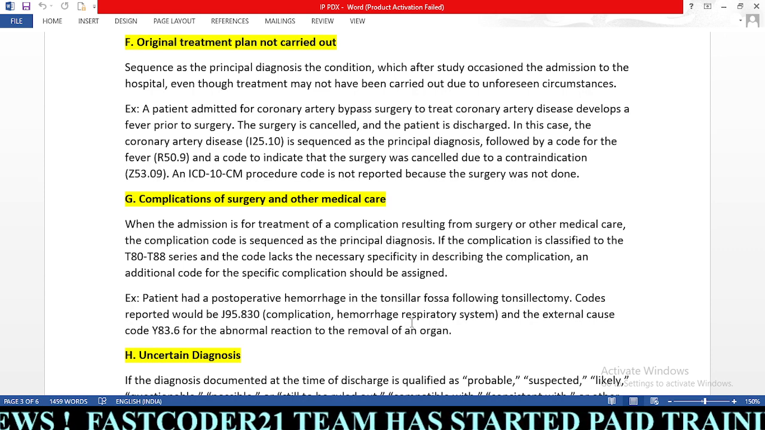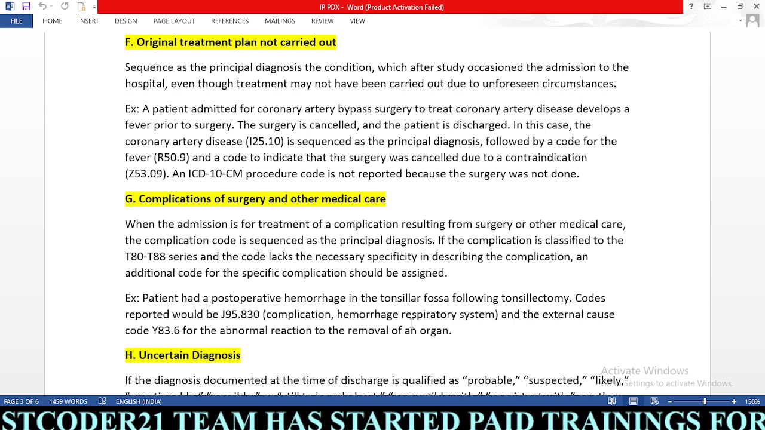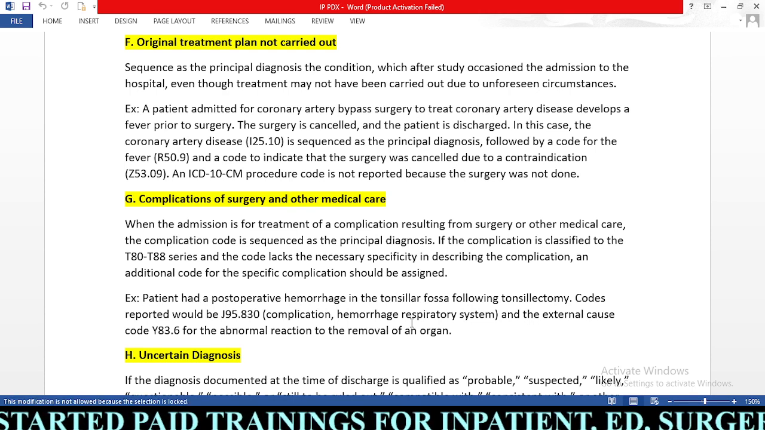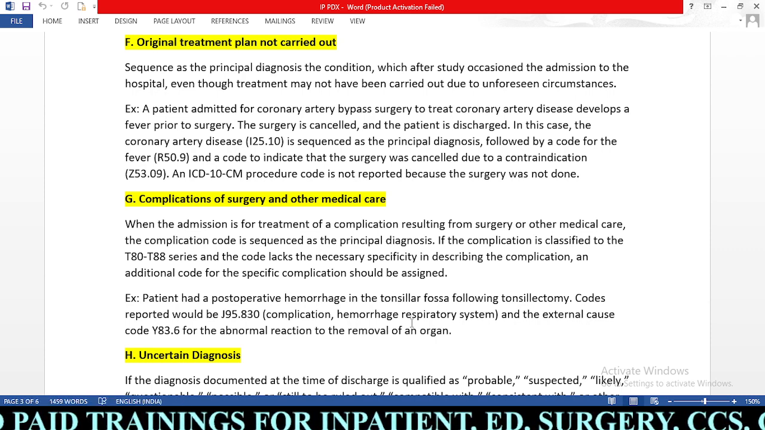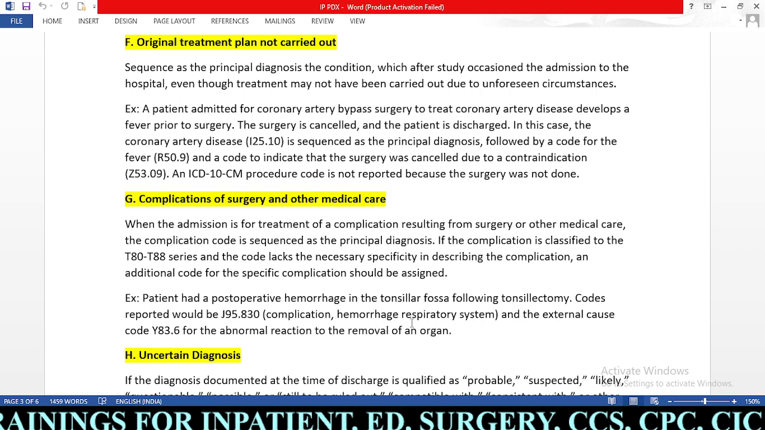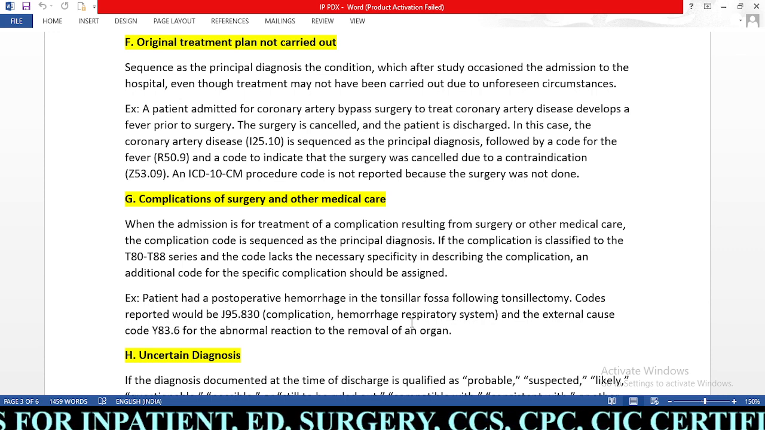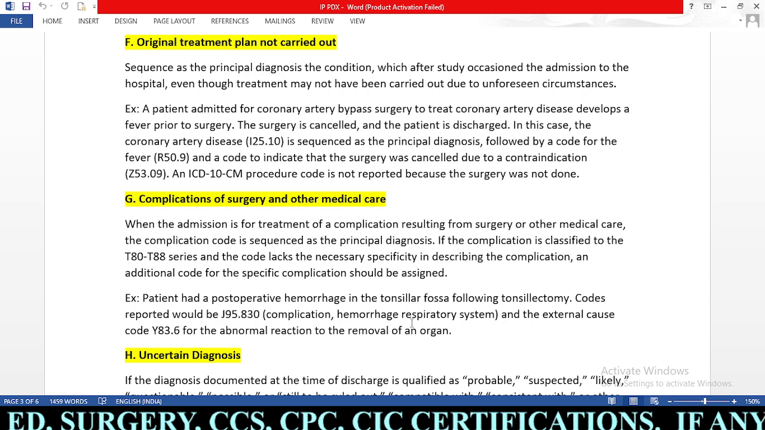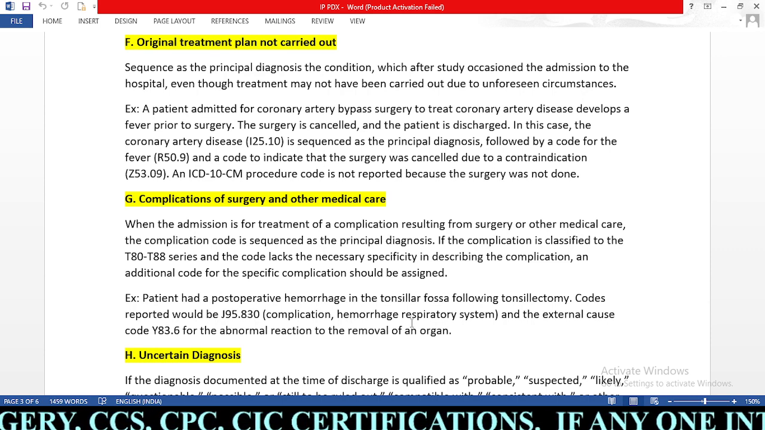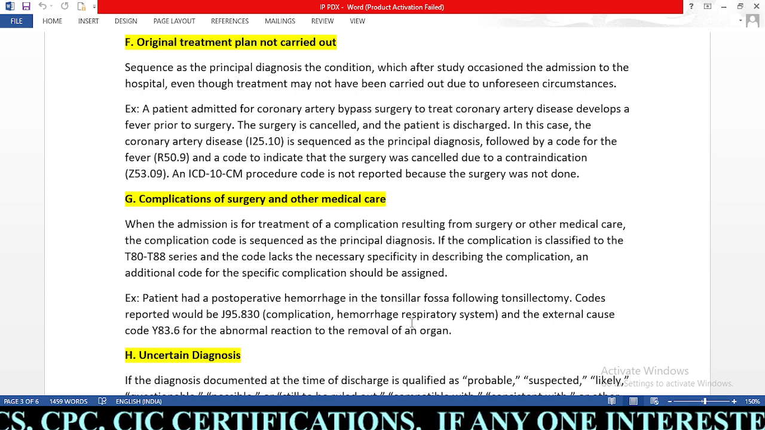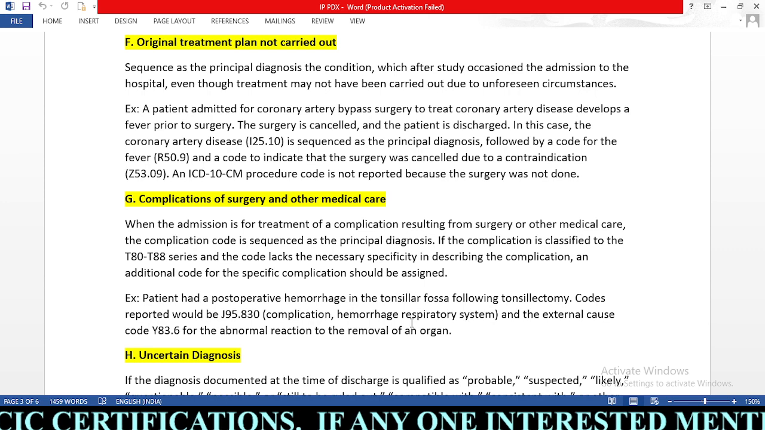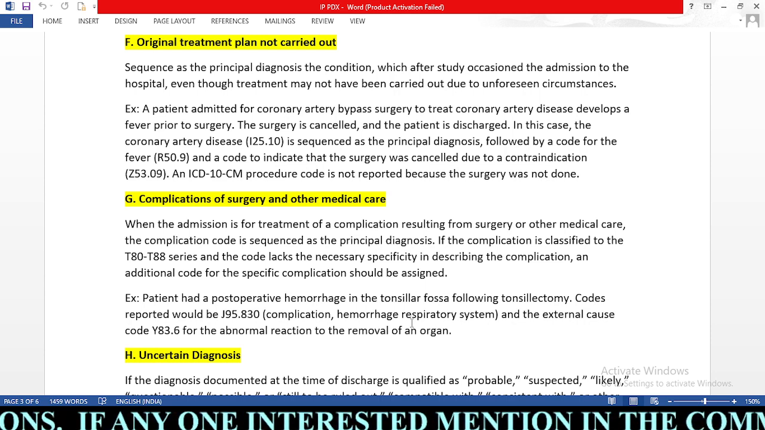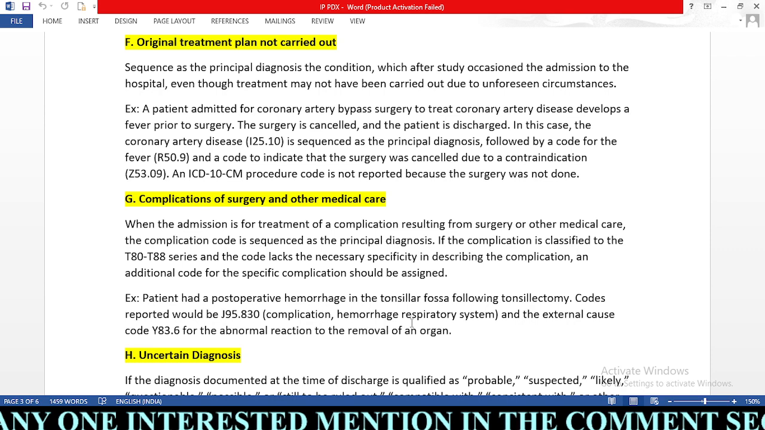So if we are coding using the T82, T88 series, and those codes are unable to include the complication, we need to assign a separate code for the complication. So here we have an example. Patient has post-operative hemorrhage in the tonsillar fossa following tonsillectomy. So basically the patient had a tonsillectomy and after that has hemorrhage. Codes reported will be J95.830, complication hemorrhage respiratory system, and the external cause code Y83.6 for the abnormal reaction to removal of an organ. So basically, because of removal of the organ, the patient has hemorrhage, so we need to code it as Y83.6.